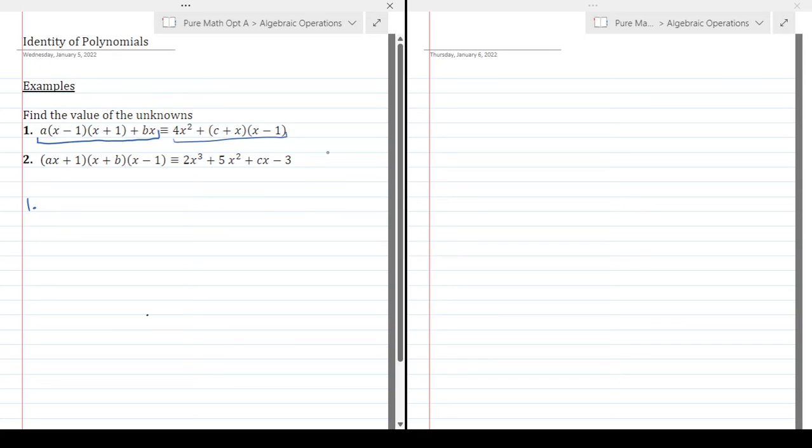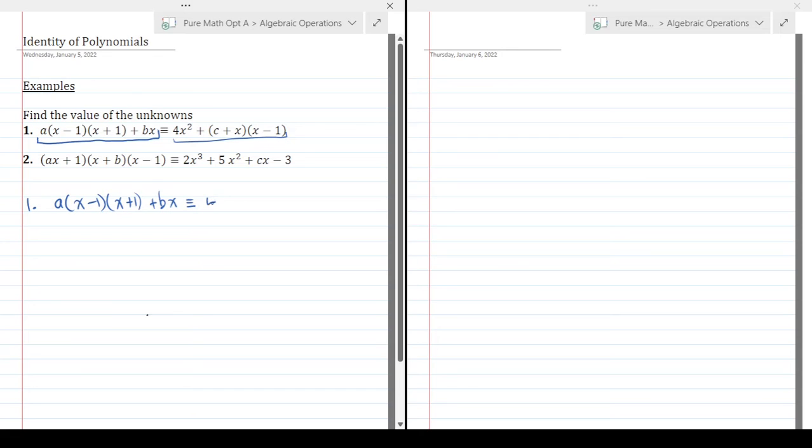When I come to number two, I'll be doing the same thing. You could see that the expansion here is going to be a little bit interesting, right? So number one, let me just copy it over. A, open bracket, x minus 1 by x plus 1. That shouldn't be too bad to expand, and then bx, right?